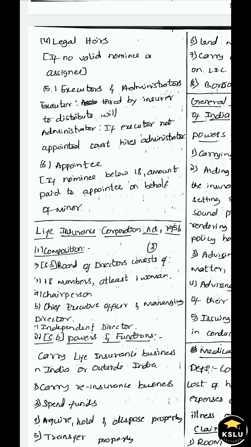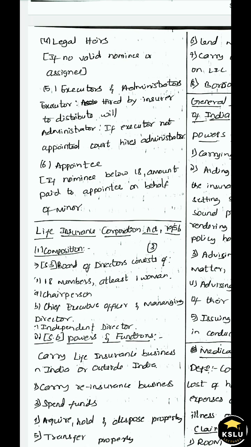Then the next is executors and administrators. So if the insured has made a will and there are no valid nominee and assignee, then the insurer will hire an executor to execute his will. So after maturity, the claim will go in the hands of the executor and he will distribute it according to the will.